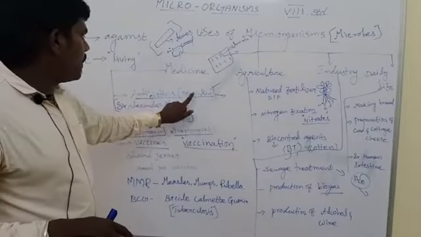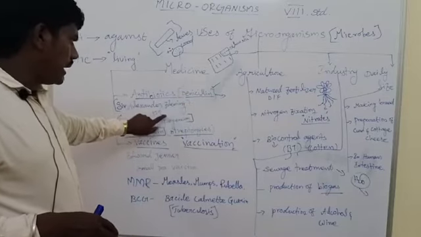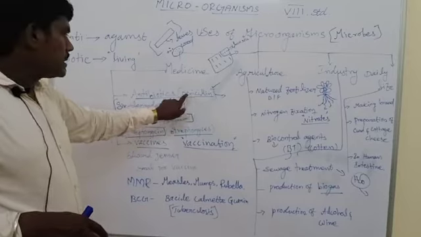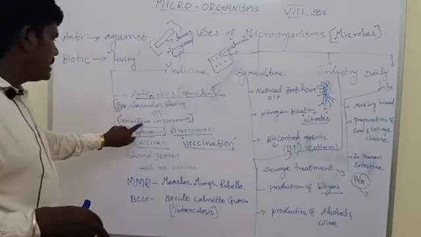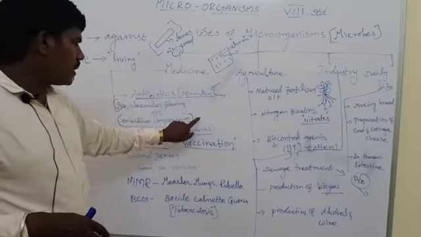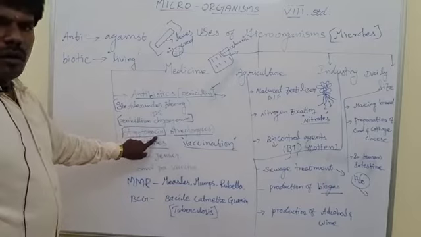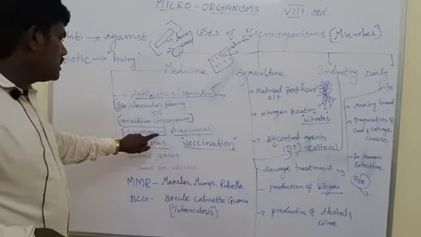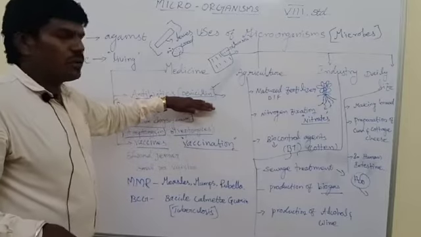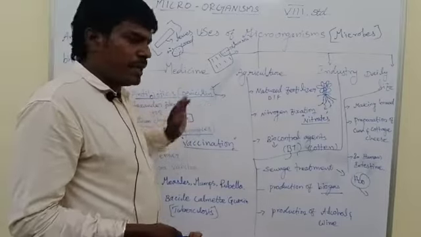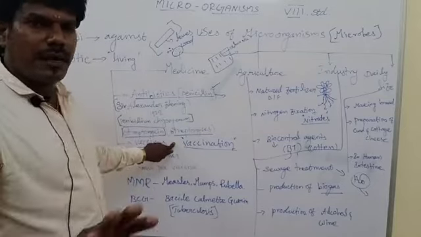The first antibiotic, penicillin, was produced by Sir Alexander Fleming in 1928. This penicillin antibiotic is obtained from Penicillium chrysogenum, one type of fungi. And streptomycin is also one of the antibiotics, obtained from Streptomyces. Penicillin is used against tetanus and diphtheria. Streptomycin is used against bacterial disease and bacterial infection.